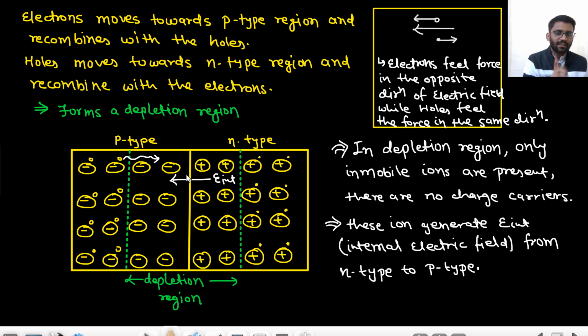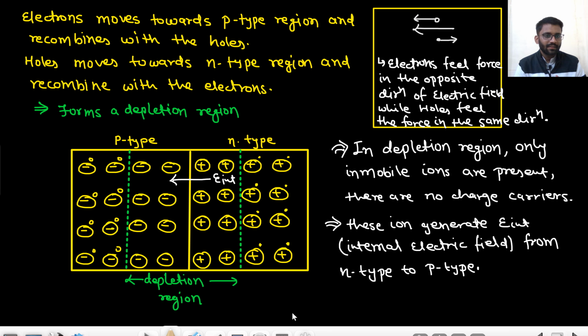So because of this internal electric field, neither hole nor electron can travel. Now let's just assume an electron tries to go there. Because of this internal electric field, the electron will feel the force and will have to stabilize there. So because of this internal electric field, no further electrons and no further holes will try to move, okay.